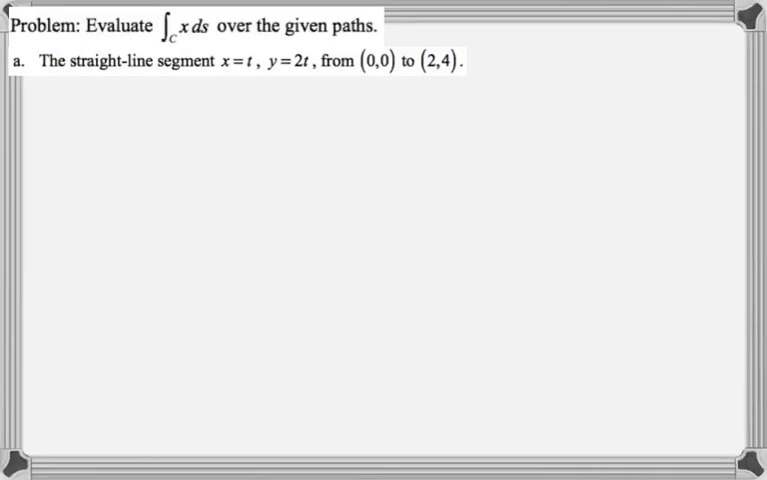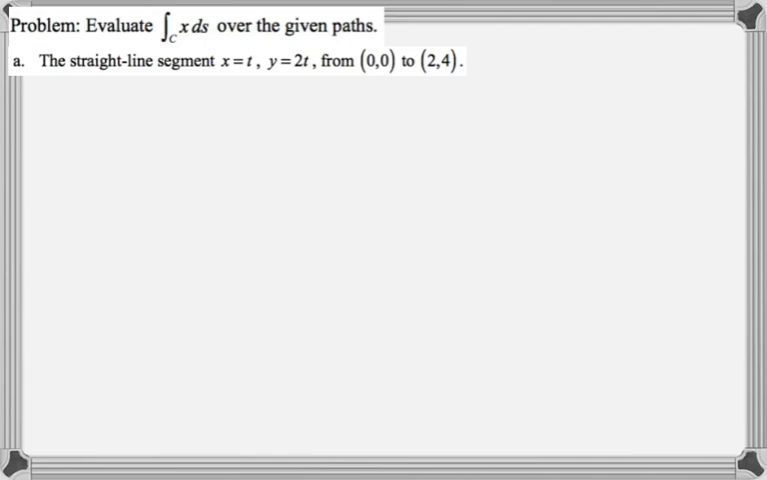Okay, in this video we are going to evaluate a scalar line integral over two different paths. The first one's going to be a straight line and the second one's going to be a parabolic curve. So let's take a look at it. We're going to evaluate the integral along C of x ds. And first it's the line segment x is equal to t, y is equal to 2t. We're going to start at (0, 0), and we're going to end at (2, 4).